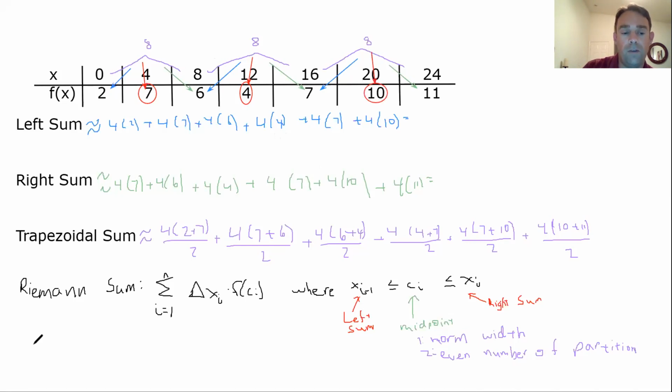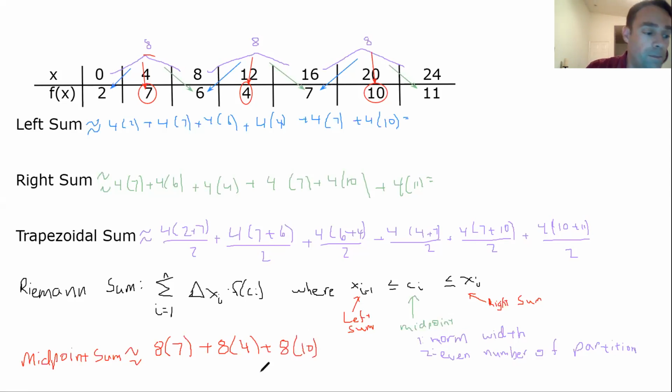So therefore, if I wanted to do a midpoint sum, my base was 8 of my first partition, and my first height would have been 7. I don't take the 2, which is the left. I don't take the 6, which is right. I take the 7, which was in the middle. That's a midpoint sum. Then I have 8 times 4 and 8 times 10. That is a midpoint sum.